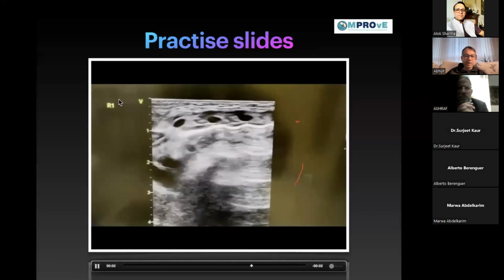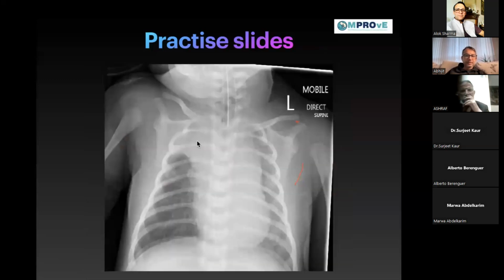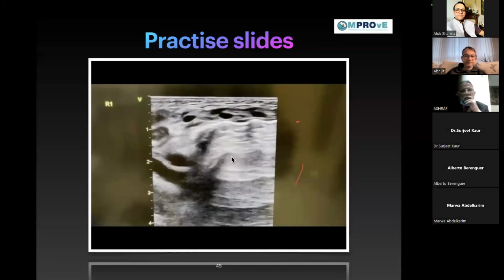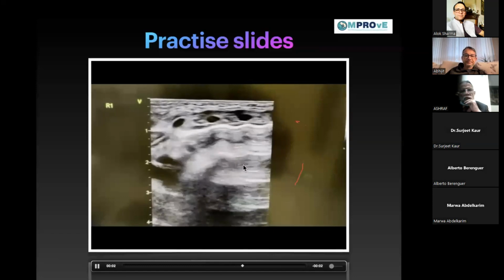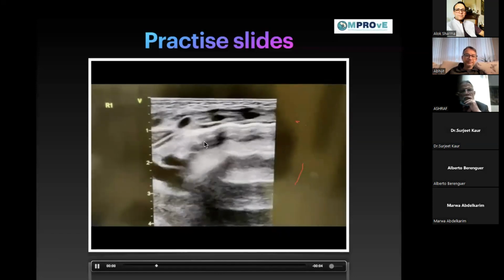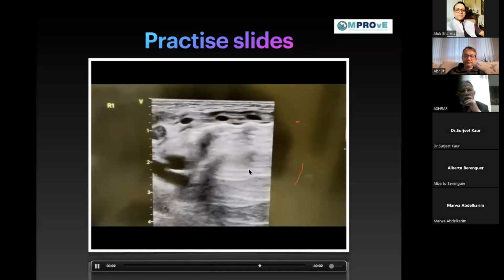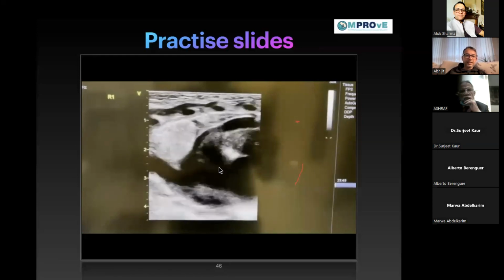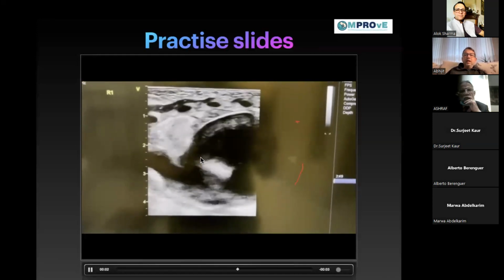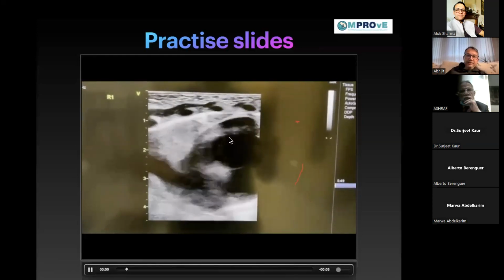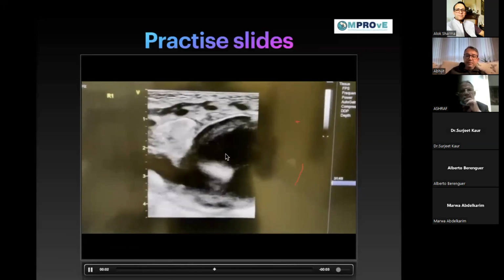You can see that's an R1, right side, R1. Nice aerated lung. And then I try to tilt the probe a bit. Still in the R1 area. That's your heart. I'm tilting the probe.